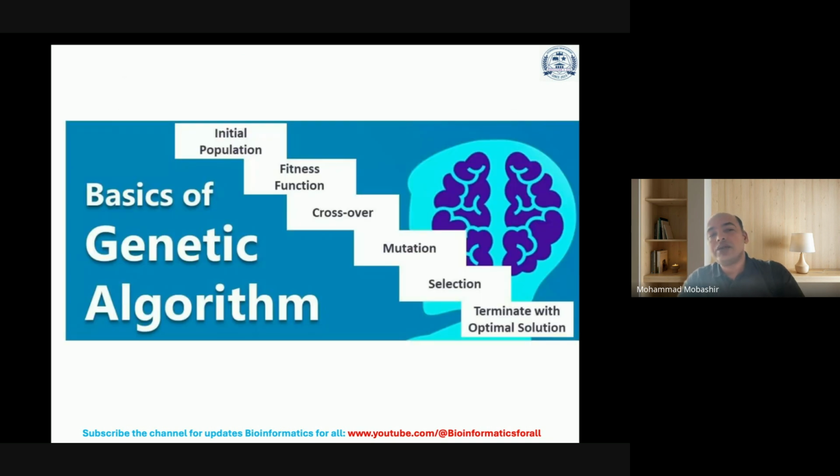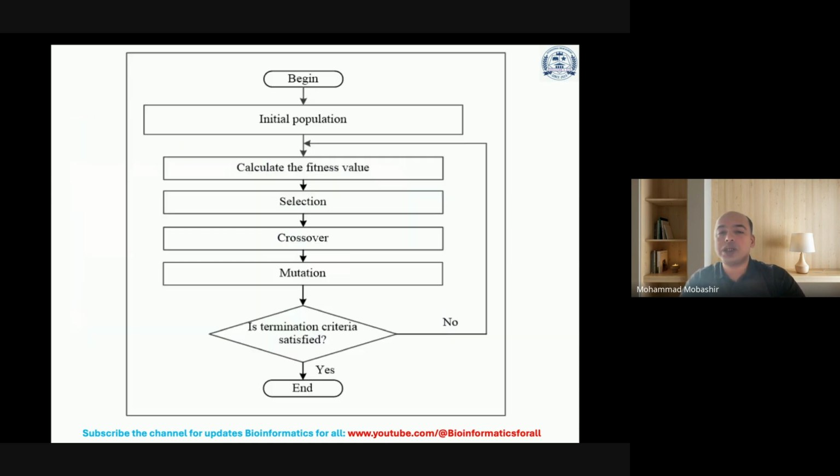Now it comes to the basics. What are the basics of a genetic algorithm? This is the final summary for the genetic algorithm. Initial population, fitness function, crossover, mutation, selection, terminate with optimal solution.